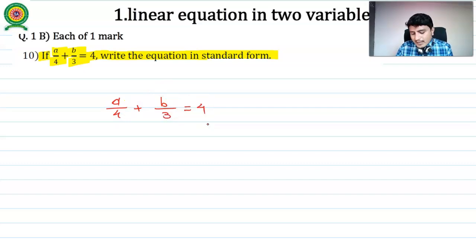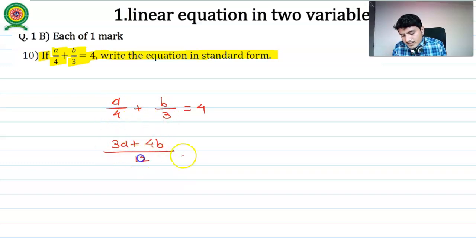Since there are rationals over the LHS, let's try to use the addition of rationals. That means find the addition of rationals on the LHS by using cross multiplication. So a into 3 becomes 3a plus 4 into b becomes 4b, whole divided by 4 threes are 12, that is equal to 4.